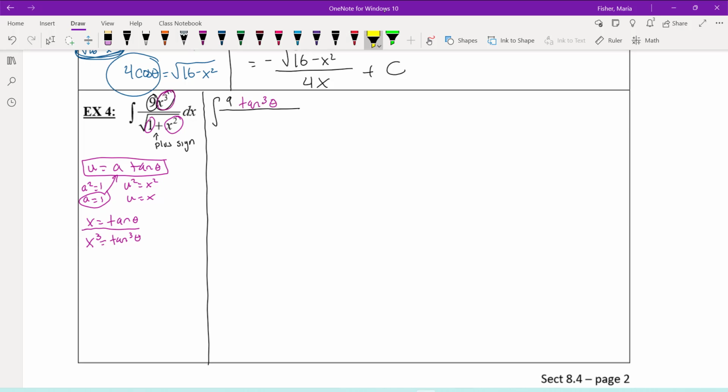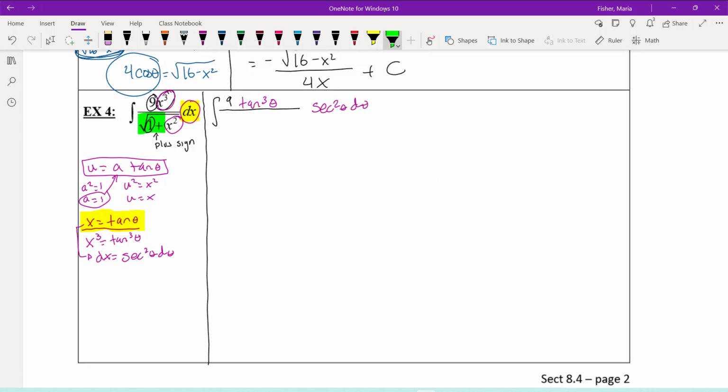Let's get rid of our dx next. So we need to take the derivative of tangent of theta. Well, the derivative of the tangent of theta, dx would equal secant squared theta d theta. So this guy here would be secant squared theta d theta.